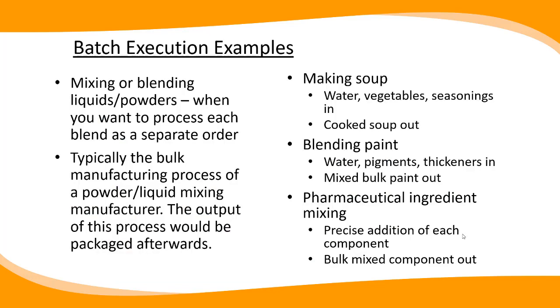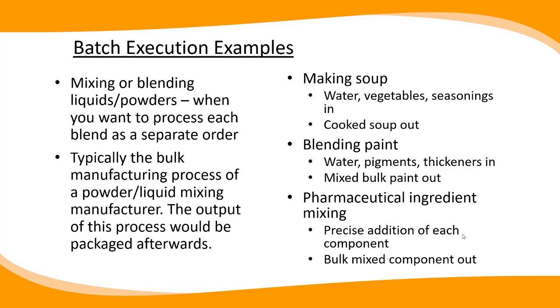Here are some notable examples for batch execution. Usually, batch execution is used for mixing or blending liquids and powders, when you want to process each blend as a separate order. Typically, the bulk manufacturing process of a powder or liquid mixing manufacturer is done through batching execution. The output of this process would probably be packaged afterwards.